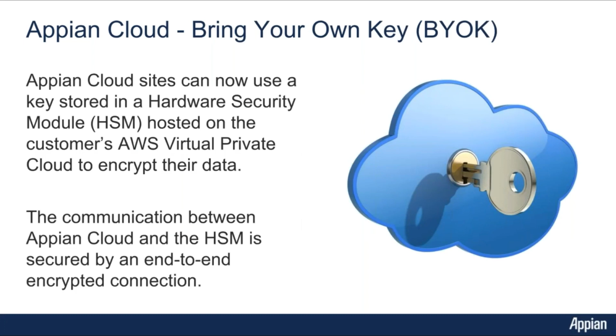Appian Cloud also supports now bring your own keys for encryption of hardware-based information. So Appian Cloud sites now use a key store and a hardware security module hosted on the customer's AWS virtual private cloud to encrypt their data. What this means is that all data at rest is naturally encrypted and that our customers now control the keys to that data. Communication between Appian Cloud and the HSM is also secured by an end-to-end encrypted connection. So basically, you're in control of the data. You can control the encryption key to all data at rest inside the Appian Cloud environment.